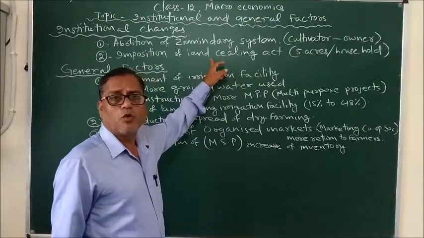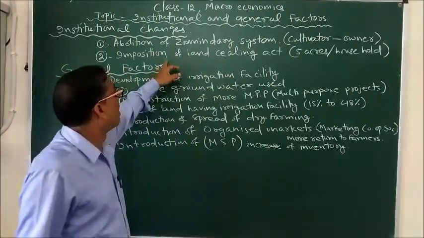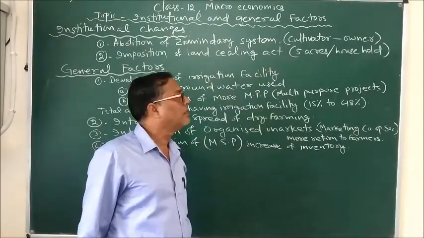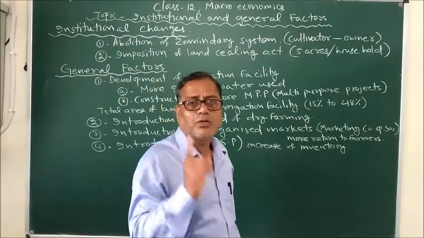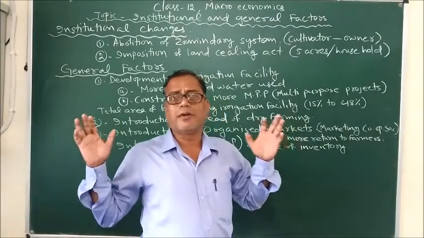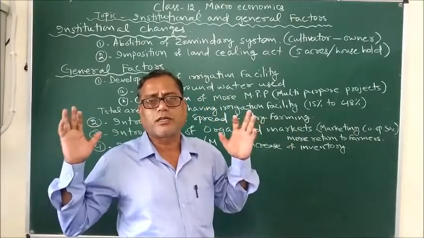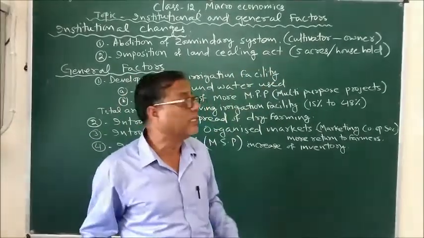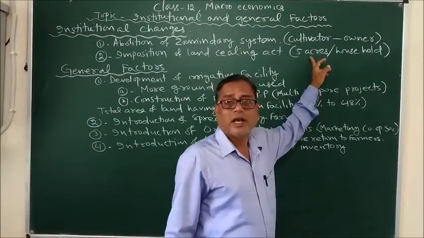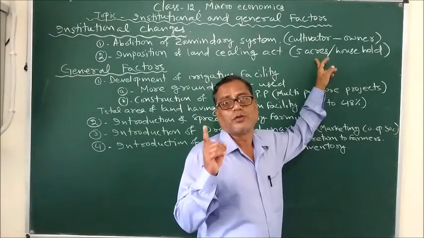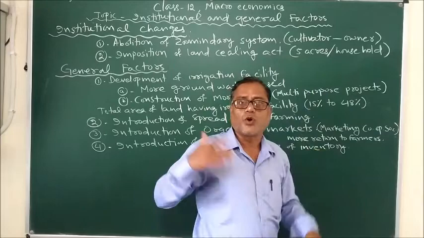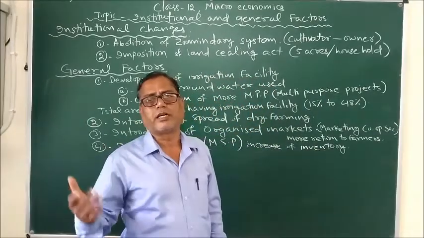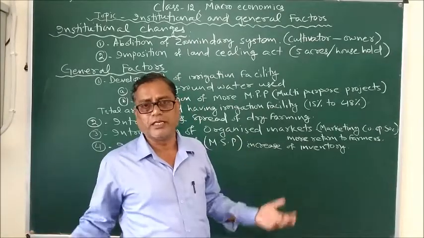In order to overcome this problem, the Planning Commission of India introduced the Land Ceiling Act, in which the quantum of land a single household can hold was fixed at 5 acres per household. And if it has more land, then it would be taken away and distributed among those people who don't have any land.